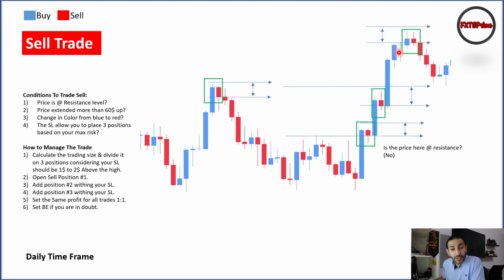So now, coming back to this one, price is extended more than $60. Yes. Price at resistance. Yes. Changing color. Yes. Seller jumped in. Stop loss within my stop loss plan? Yes, it is. I am still within my stop loss plan. So I will open my entry here and my stop loss here, and I will add a position if it's retracing back. And yes, it is hitting the take profit 1 to 1.